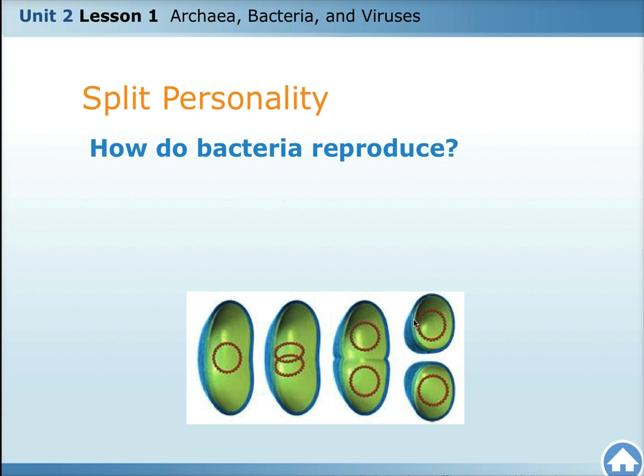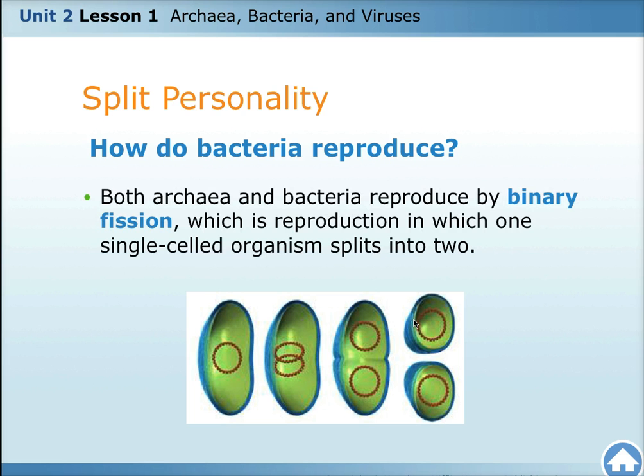So how do bacteria reproduce? I'm on page 84 and 85 in your text. Both archaea and bacteria reproduce by what is called binary fission. Binary meaning two, or splitting in two. Fission means splitting. So binary fission means to split in two.